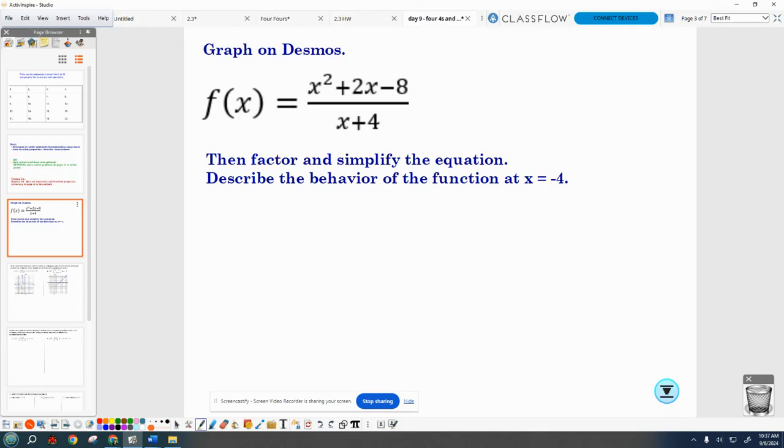But without graphing this on Desmos, can you factor the equation? Like write the problem down and see if you can factor it. Just without the graphing, factor.